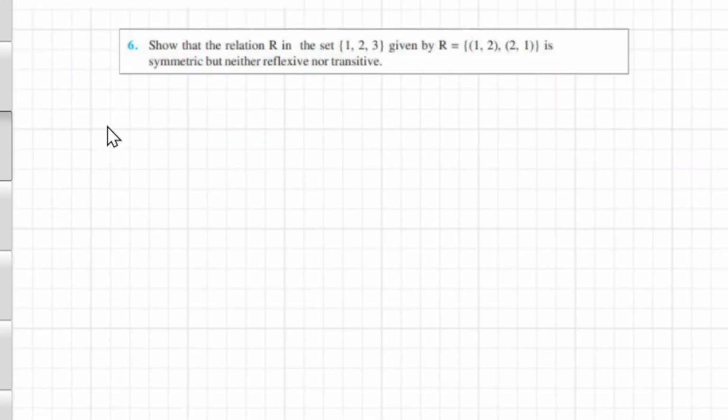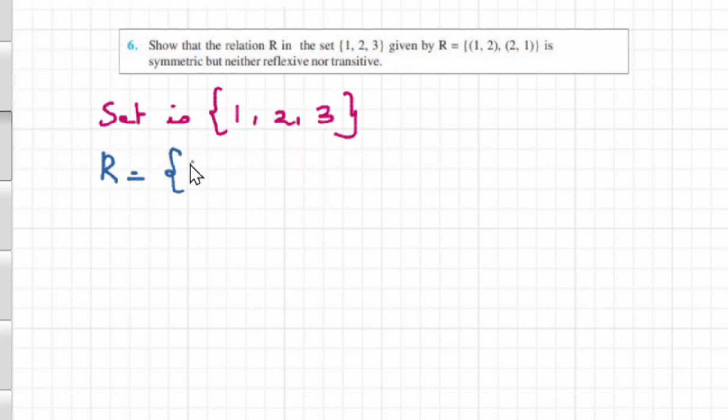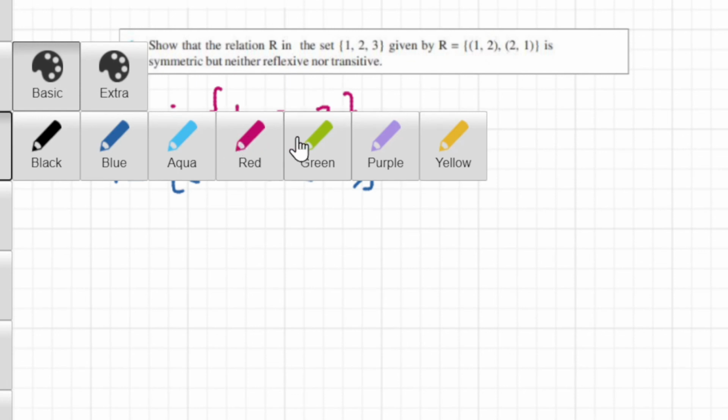And in the sixth question, the given set is 1, 2, 3, and R is given as 1 comma 2 and 2 comma 1. Here it is symmetric but neither reflexive nor transitive. We are going to prove that.